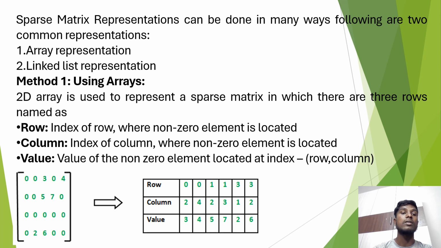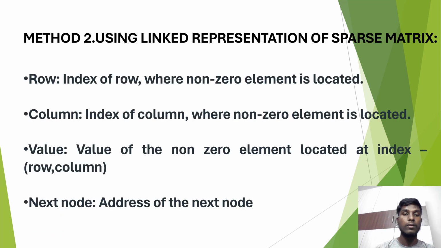Method 1, using arrays. A 2D, two-dimensional array is used to represent a sparse matrix in which there are three rows named row, column, and value. In that, we can clearly say row is 0 0 1 1 3 3, column is 2 4 2 3 1 2, and value is 3 4 5 7 2 6.